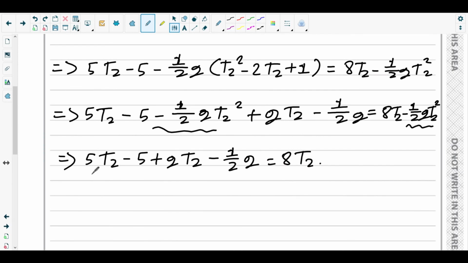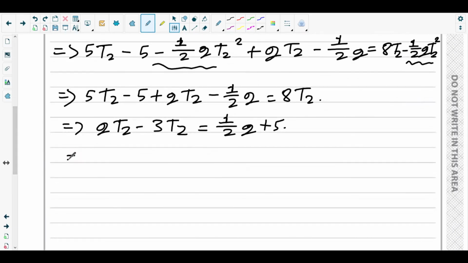Okay, so take all the terms with T2 on the same side. 8 times T2 minus 5T2 is 3T2. So 3 times T2 on the right side equals gT2. Okay, we will take the terms: 5T2 minus 8T2, gT2 minus 3T2, equals half of g plus 5. Now make T2 the subject. So T2 equals half of g plus 5 divided by g minus 3.